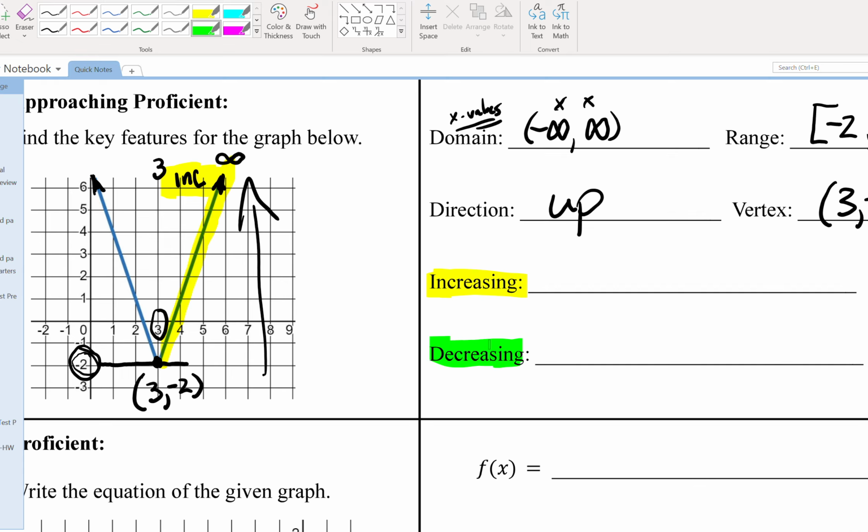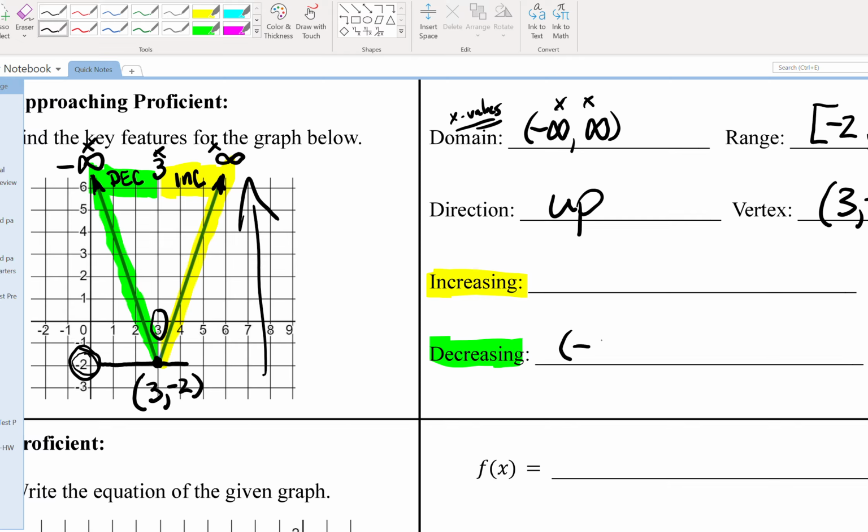Decreasing, we use green. This, as you move from left to right, it's going down. And because it's going down, we say that this is decreasing. And on the left, this goes towards negative infinity. Again, these are x values. This is x, this is x, this is x. And so increasing, this is decreasing. And so we would just read it from the graph.